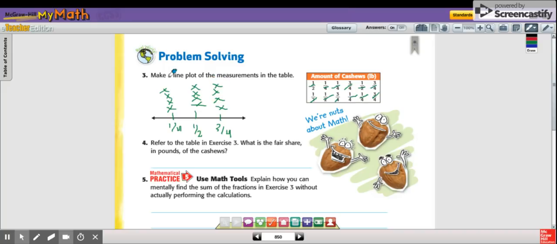At this point, you should have a title, even though I don't. We have our line plot labeled, and we have our x's. So the line plot part is done. Now they want us to figure out the fair share in pounds of the cashew. So we're going to add up what we have here, and here, and here, and then divide by the number of fractions we have in the table.